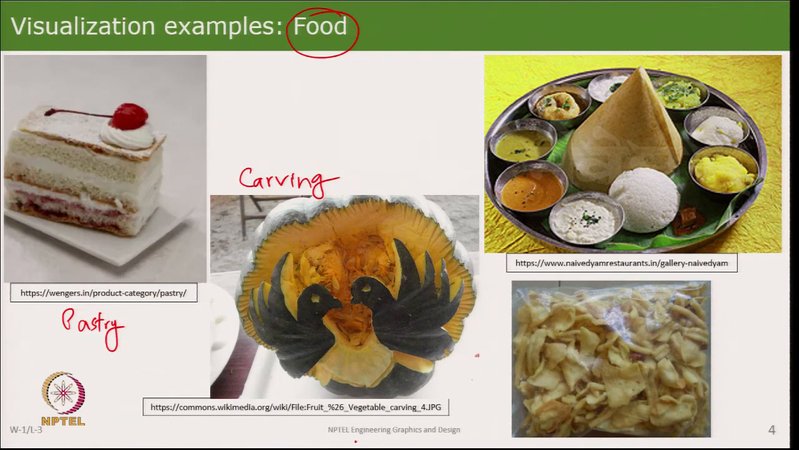The third example here is a plate of food, and you can see how nicely it has been laid out, and at the center is a dosa which has been made into a conical shape. So, there are colors, there are textures, there are shapes, and all of them go together to make this food look very nice.